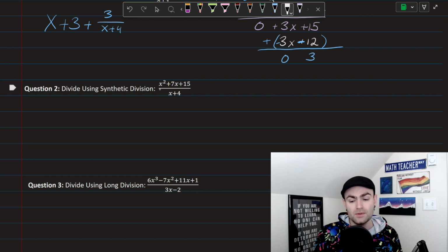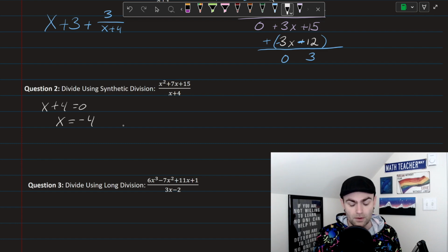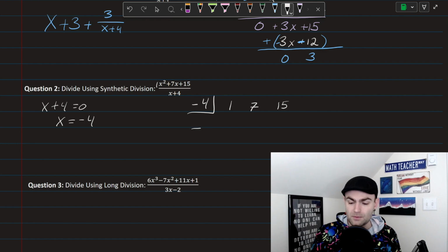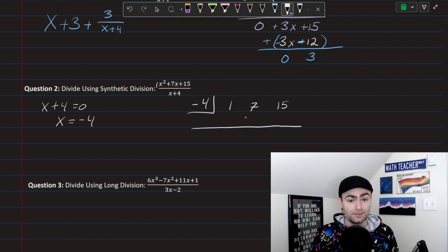So the first thing that we're going to do is set that linear factor, x plus 4, equal to 0, and we're going to solve. We can easily see for this one that the solution would be x equals negative 4. We're going to take that negative 4 and put it in a box. Next to that box, we're going to write out the coefficients, the number being multiplied by each term here. So the x squared has a coefficient of 1, the 7x has a coefficient of 7, and the 15 is just 15. And then we're going to draw a nice line underneath, giving ourselves some room.